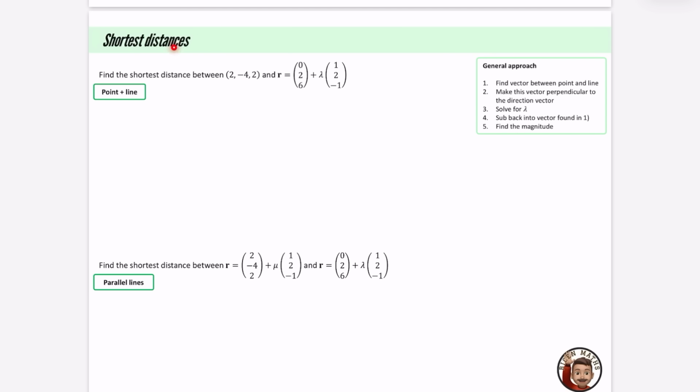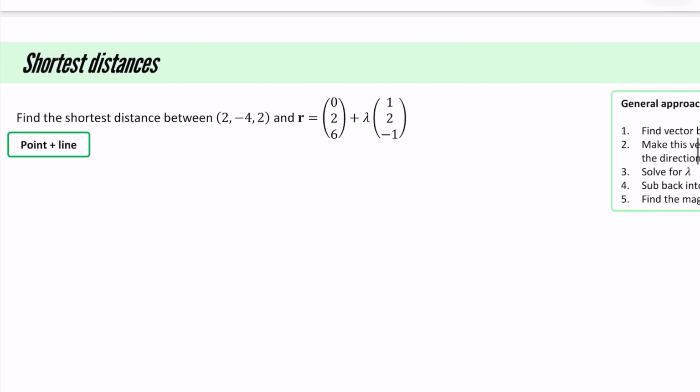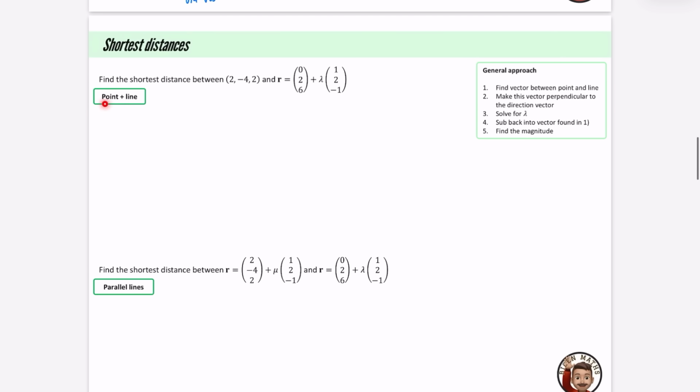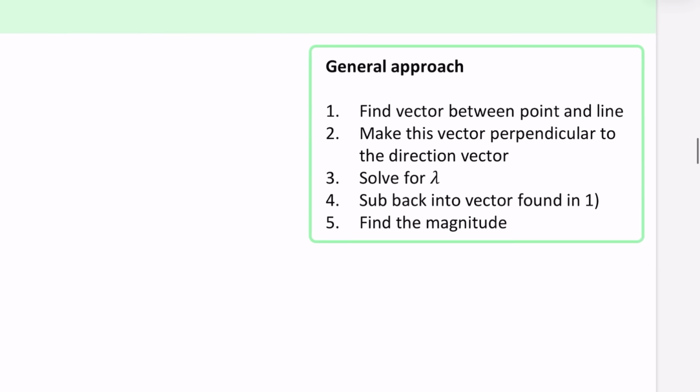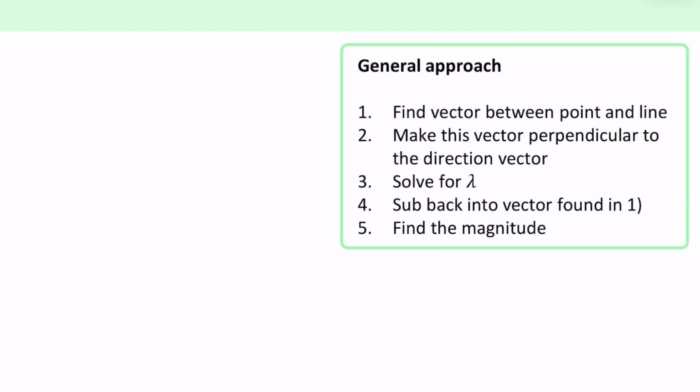Okay, next up is shortest distances. This is a pretty big one and one of the more challenging parts of vectors, I would say. So we're going to try and find the shortest distance between this coordinate and this line that we've got here. We are doing it between a point and a line. And the general approach is this. We're going to find a vector between the point and the line. So let's just do a quick diagram. Here's the point, here's the line. We're going to find a general vector between them like this.